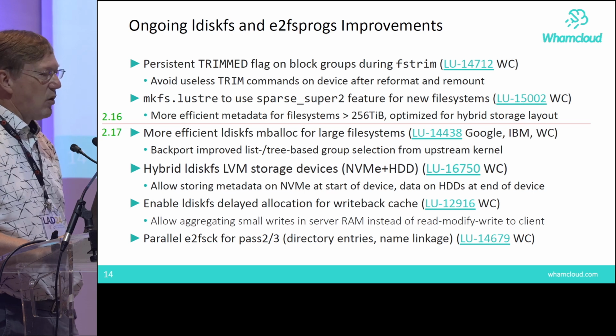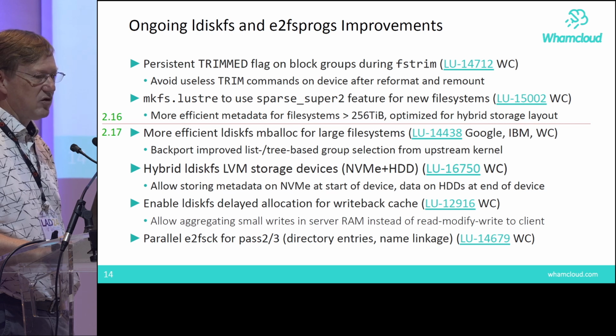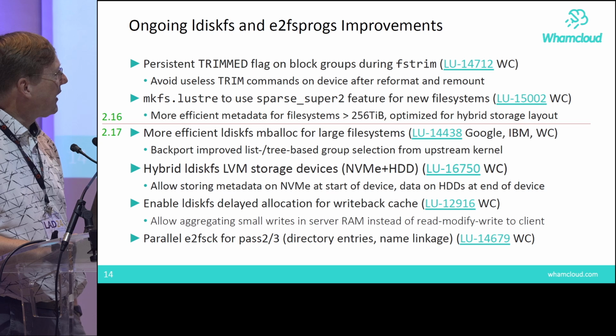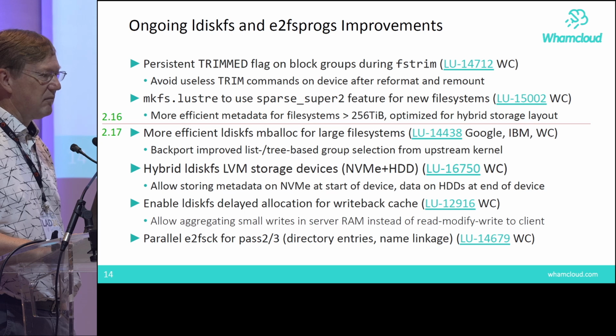And MBAlloc, this is the low-level block allocator, and so that's gotten quite a number of improvements in the last few years, and so we're importing those for the distro kernels that don't have them yet. RHEL 8 and RHEL 9 don't have all of the MBAlloc improvements. It's not that Google and IBM are working on Lustre per se, but they're working on ext4, and a lot of those changes are only in the Linux 6.x kernels, and so we brought those back to RHEL 8 and RHEL 9.